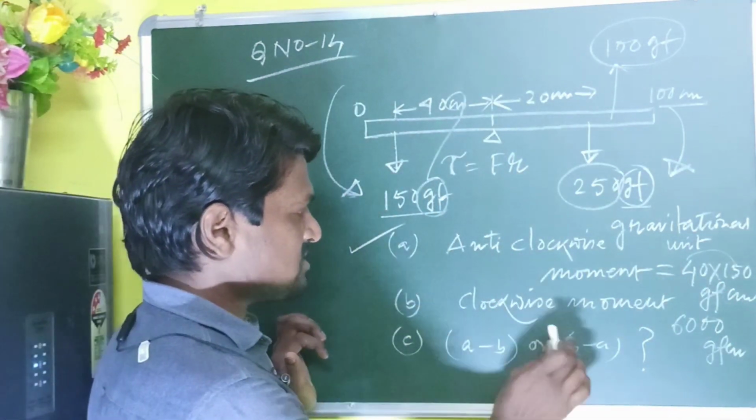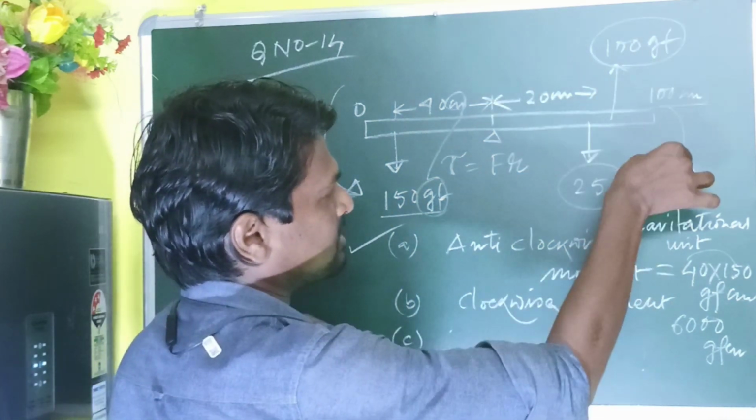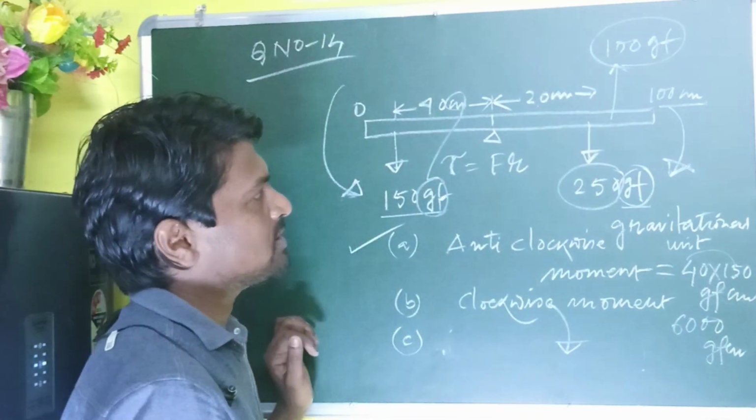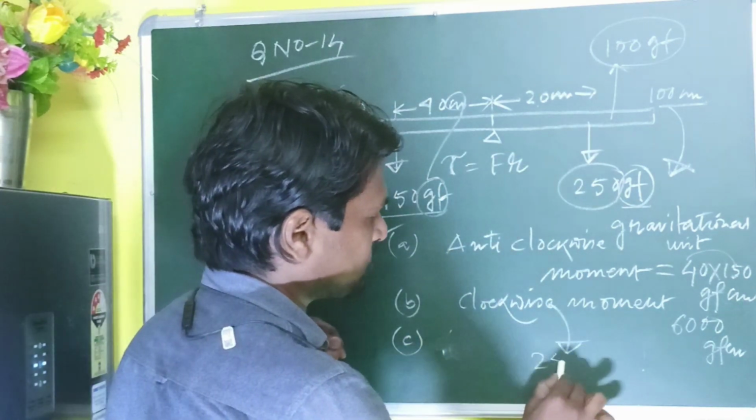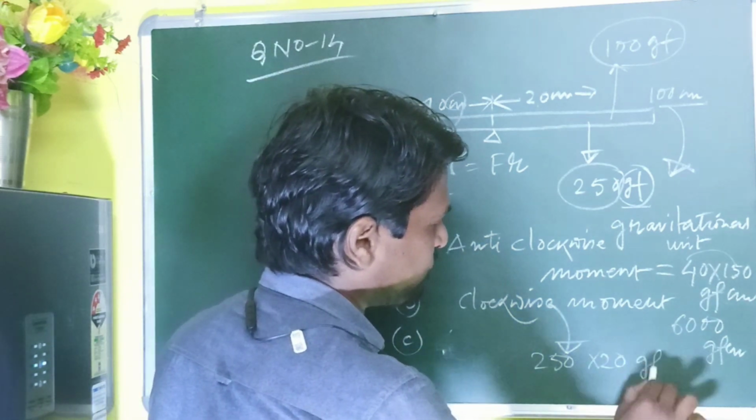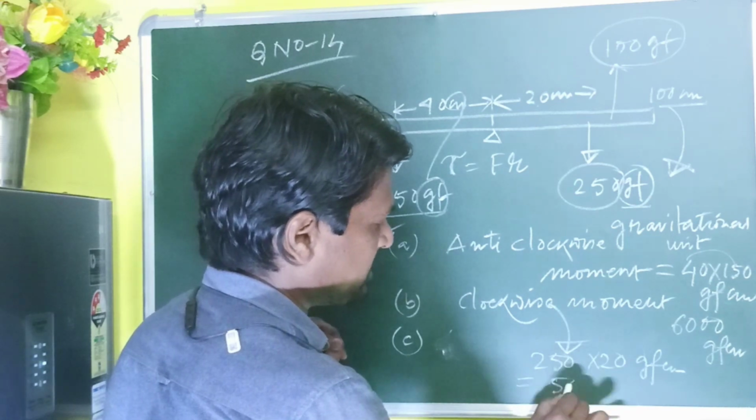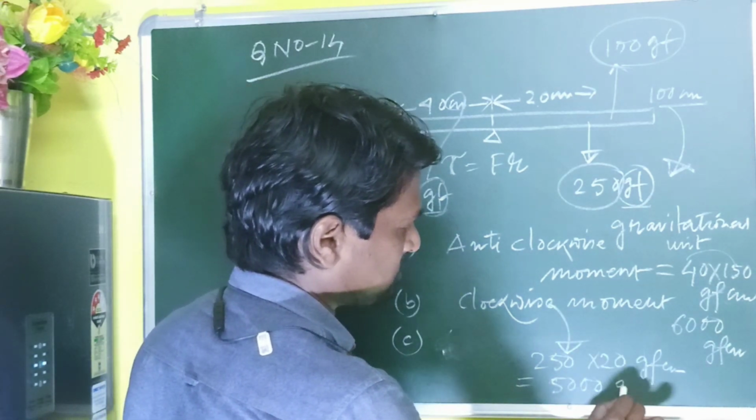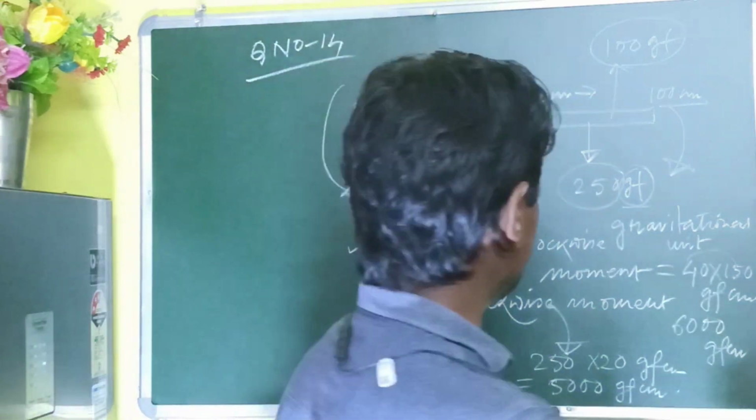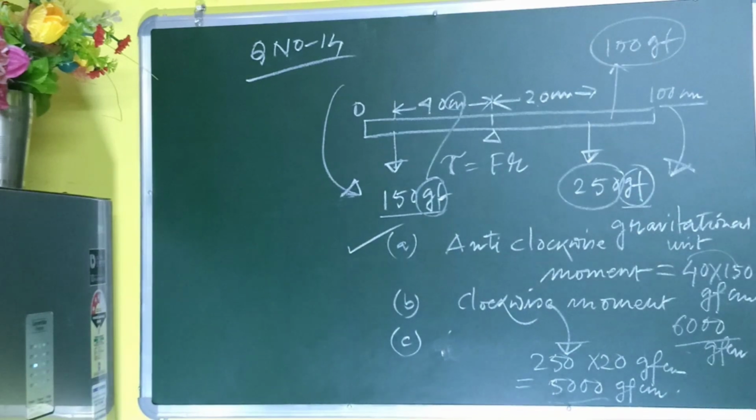What is the clockwise moment? For the clockwise moment, there is this mass and the perpendicular distance is 20 centimeter. So this is 250 into 20, and this is gram force centimeter. So it is 5000 gram force centimeter. So students, this is the anti-clockwise and this is the clockwise moment.